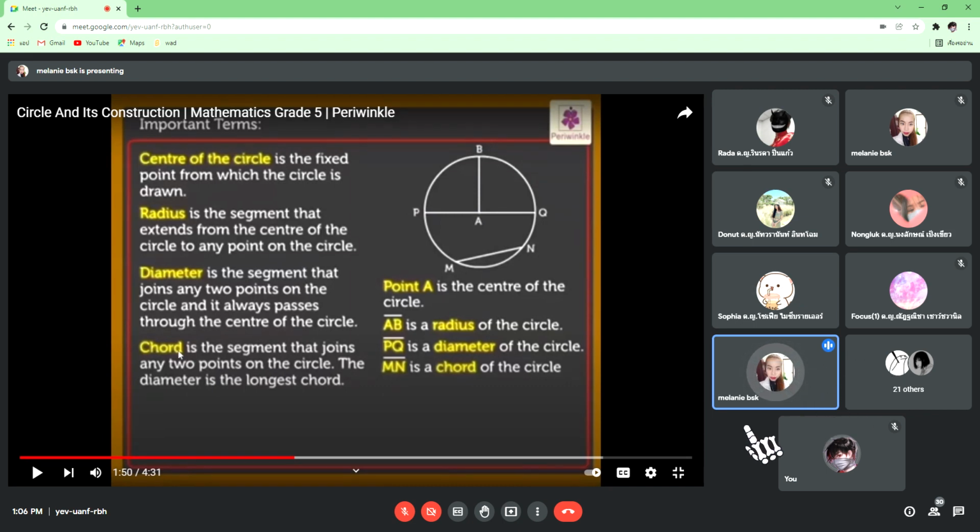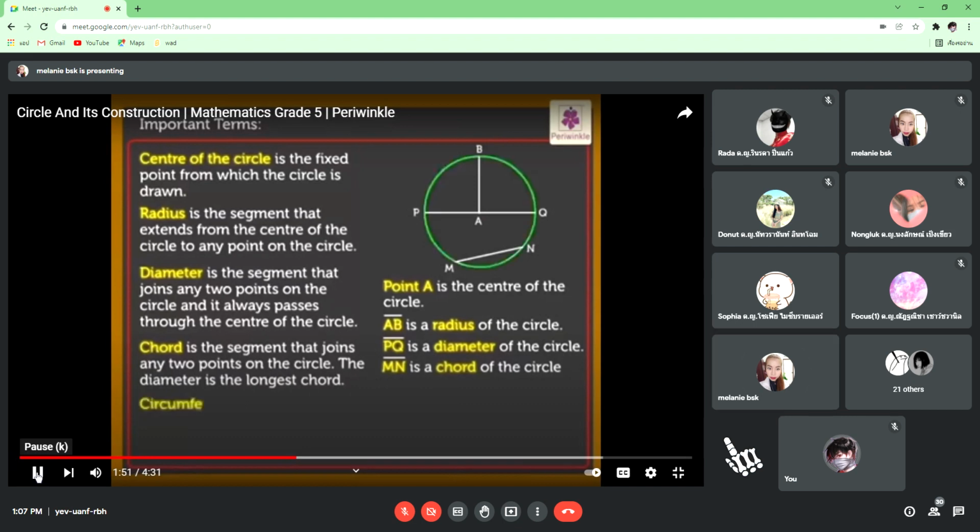Next, we have the chord. It is the segment that joins any two points on the circle. The diameter is the longest chord. For this one, two points only, okay? MN is the chord of the circle. Now we're going to move on. We have the center, we have the radius, we have the diameter, and we have the chord. Okay. Now we're going to move on, children.